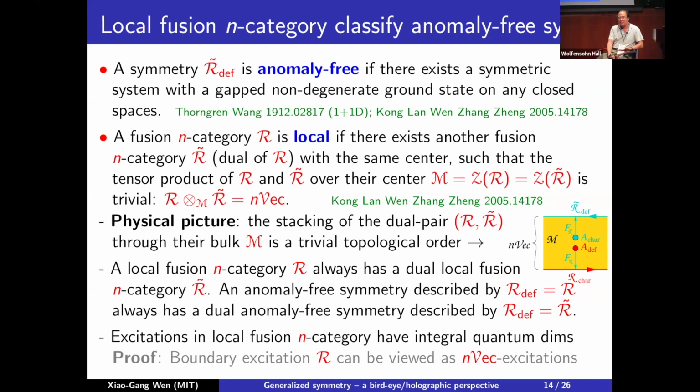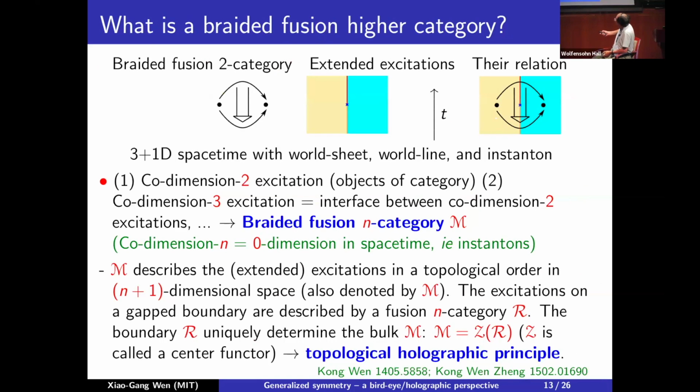What I try to say is that we don't have some kind of lattice model in the same dimension whose excitations are precisely described as a fusion n-category. Usually we don't have that. But usually this fusion n-category describes excitations of a boundary of some topological order. In that sense, we say they have an anomaly. But this bulk topological order is characterized by a braided fusion category.